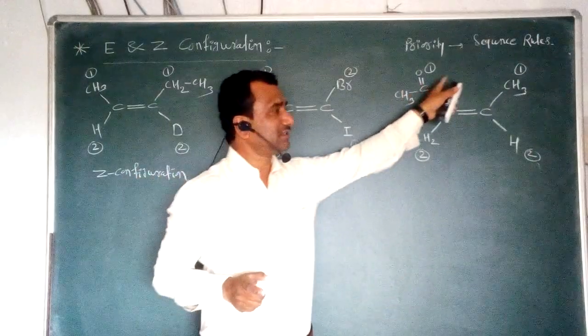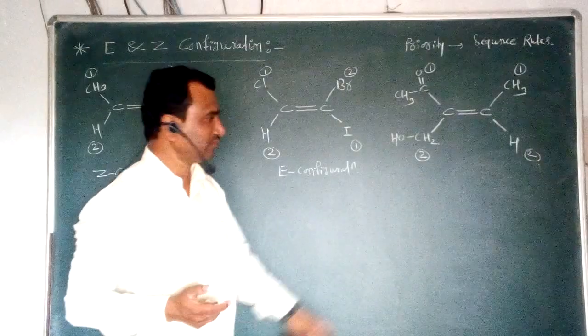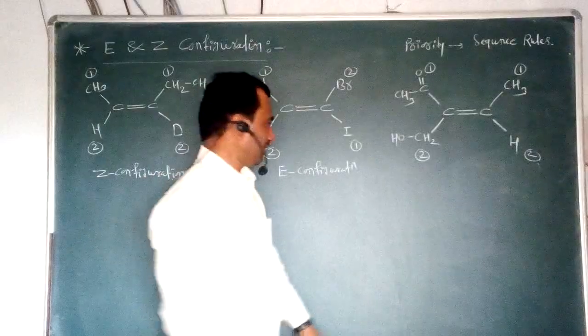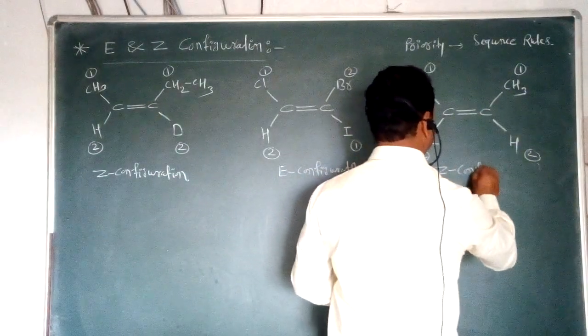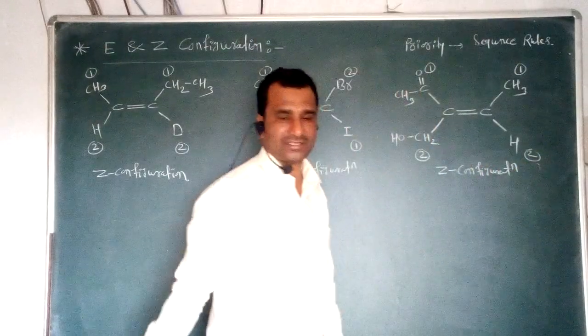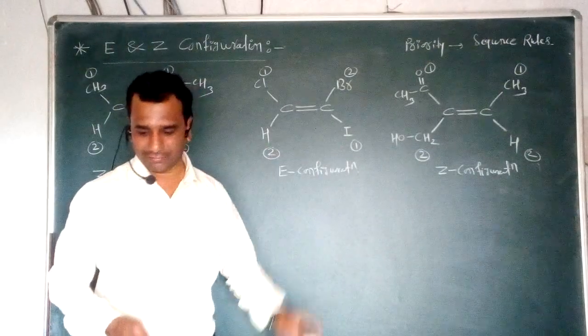So these highest priority groups are present on the same side of the double bond. At the same time, the lowest priority group is also present on the same side of the double bond, and that's why this configuration is called the Z configuration. This configuration is called the Z configuration. So this is a very simple example of E and Z configuration.